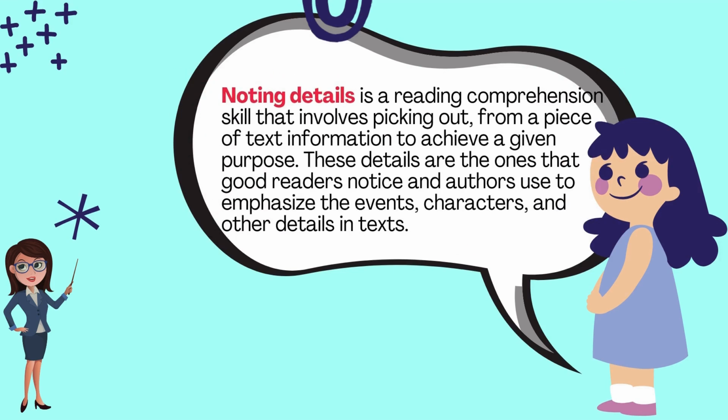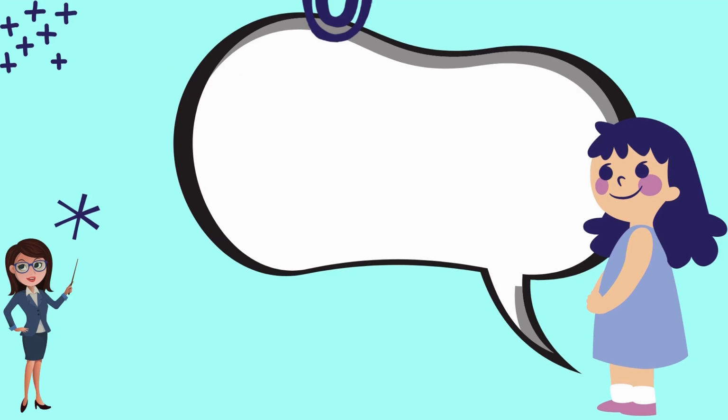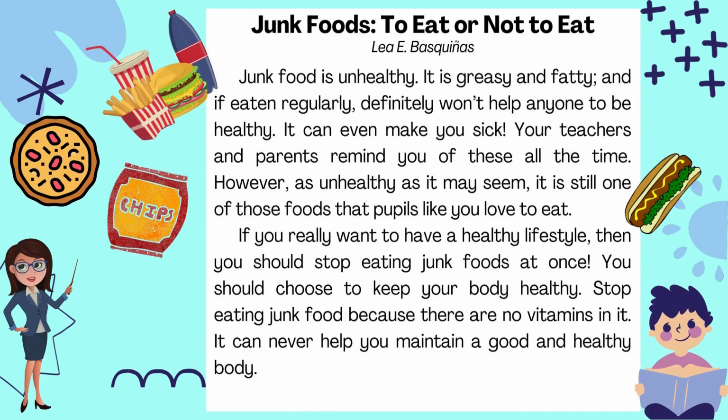Noting details is a reading comprehension skill that involves picking out from a piece of text information to achieve a given purpose. These details are the ones that good readers notice, and authors use to emphasize the events, characters, and other details in text. Now, let's read an example text type. This is an example of an exposition. After reading this, we will try to answer the following questions.